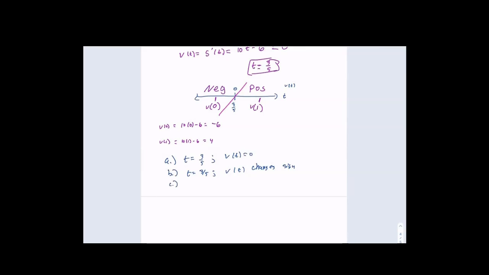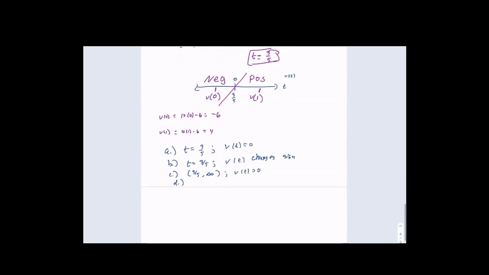C, when is the particle moving forward? That's parentheses, 3/5, comma, infinity, because v of t is greater than 0. And D, when is the particle moving backwards? So here's 0 right here. It's 0 right there, but it's negative right there. So the answer here is 0 to 3/5, and this is because velocity is less than 0.